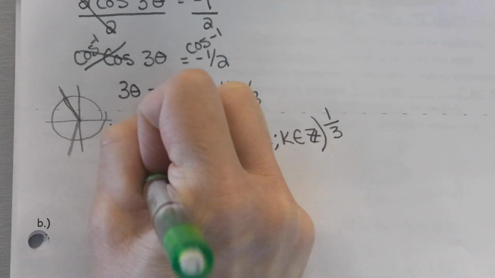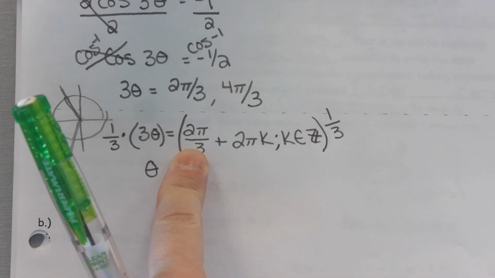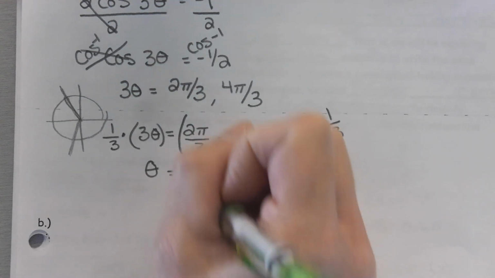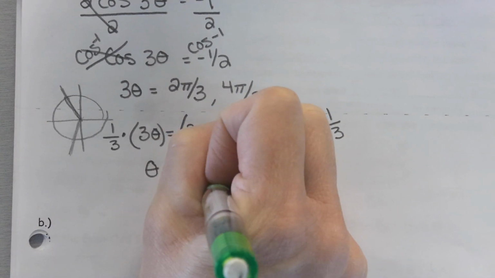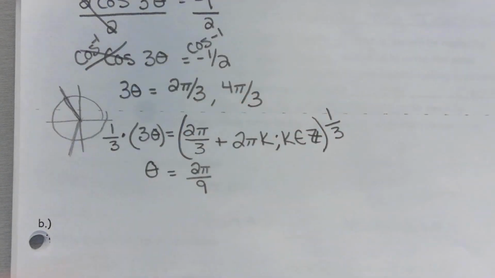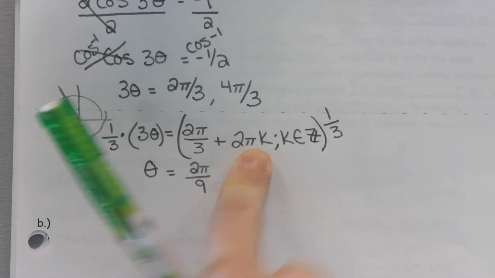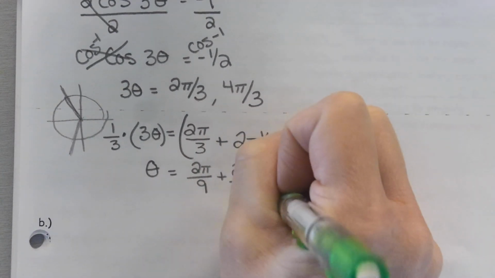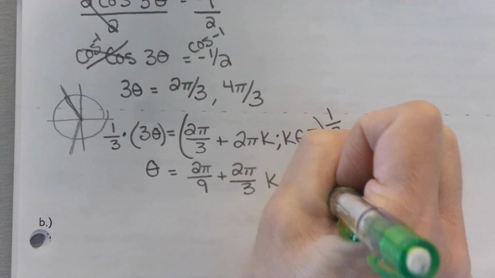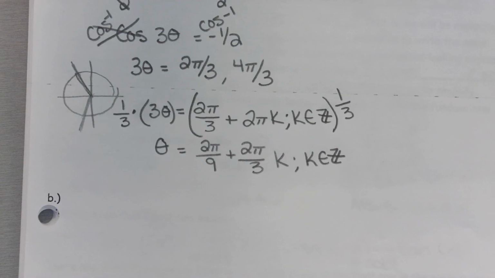So on this side, now I just have theta left over. On this side, what am I going to get when I multiply this fraction to this fraction? 2 pi over 9. And it also is going to get distributed here. It's going to impact the period too. So 2 pi over 3k. And k has to stay an integer. It doesn't impact that. Okay? So that's going to be one of our solutions that we have.